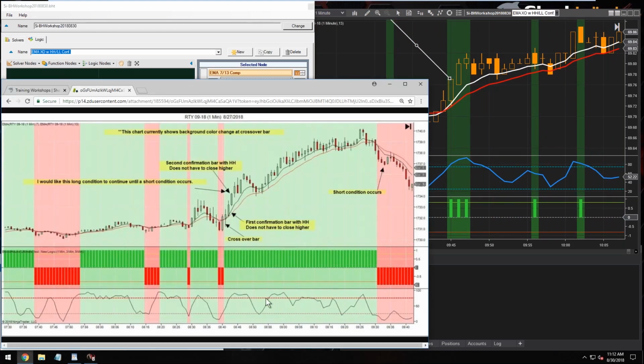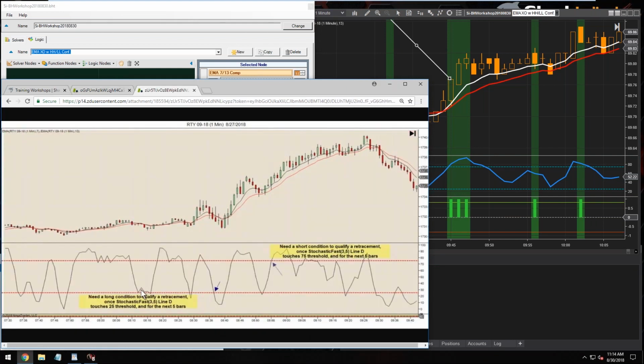So the next part, the stochastics requirement, actually isn't on this screenshot here. The second screenshot shows us that we're looking for the Fast Stochastics to touch the 25 level for a long setup. So this can identify pullbacks here for a long setup, or touching the 75 for a short condition, basically a pullback for a short condition.